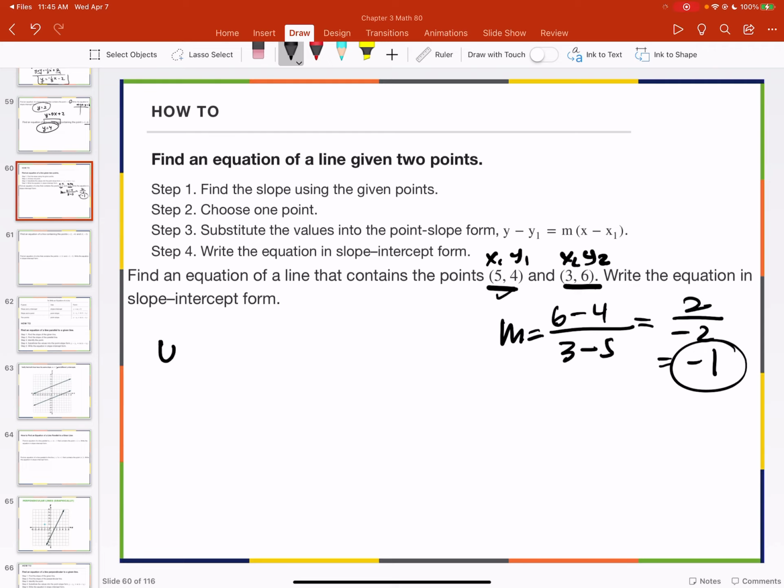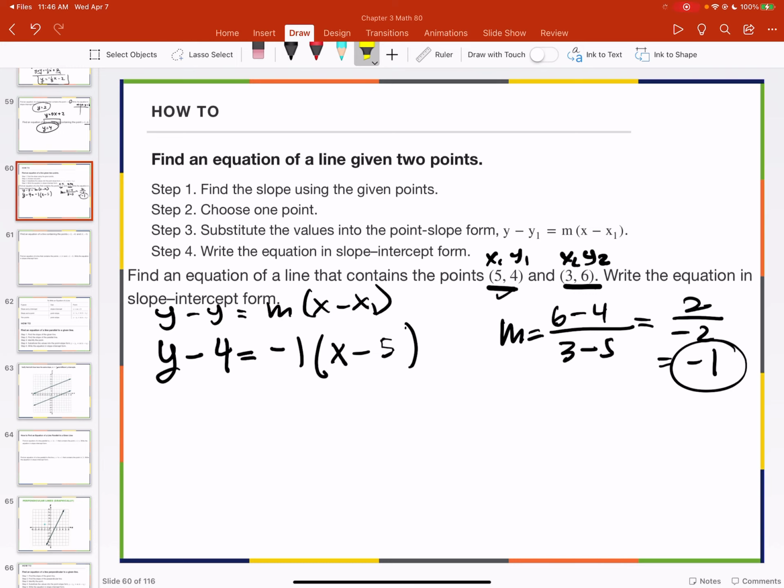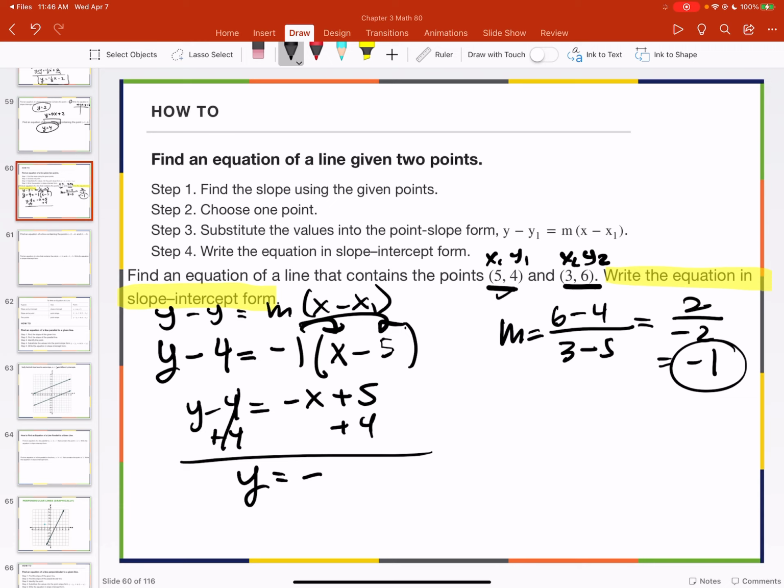So point slope formula says y minus 4 is equal to m. So let's write that: y minus y1 is equal to m times x minus x1. So then negative 1 times the quantity x minus 5. Okay, so we're not done yet because the equation has to be in what form? Slope-intercept form. So we need to distribute this. So we get y minus 4 is equal to negative x plus 5. So then solving for y, we get y is equal to negative x plus 9, and we're done.